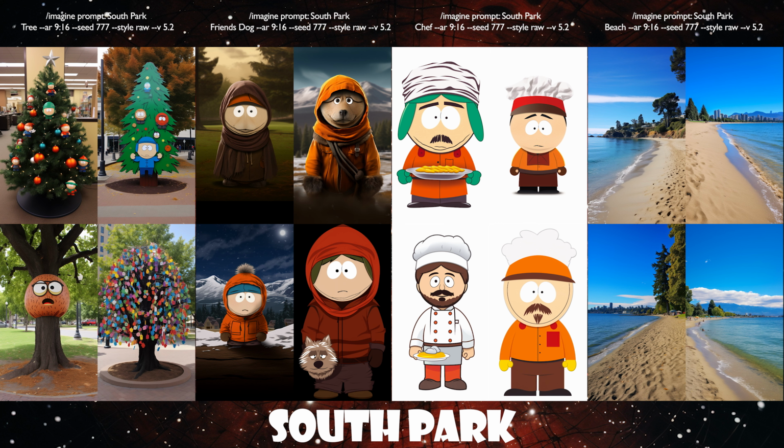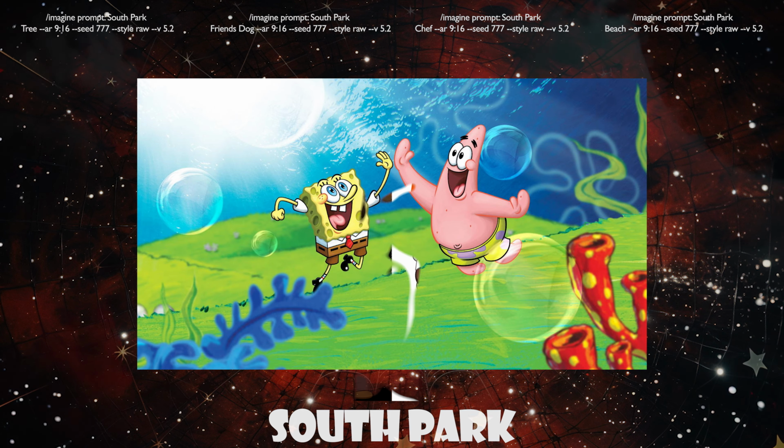And I am really surprised about how the beach images suddenly look so realistic. Maybe it's because South Park has eternal winter and Midjourney can't imagine how a beach would look in South Park. But it could have been an iced-over lake. Maybe other seeds do different things.